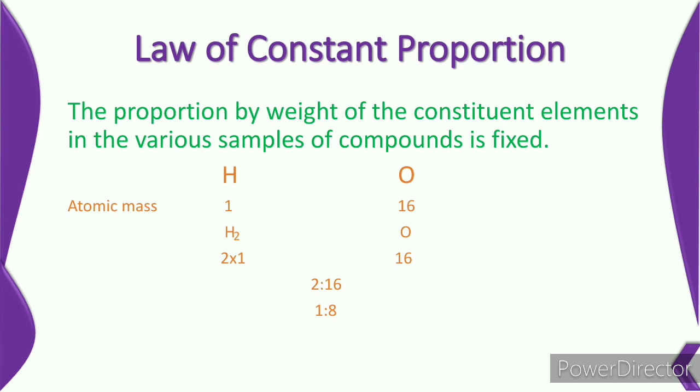oxygen. In case of CO2, atomic mass of carbon is 12 and atomic mass of oxygen we know is 16. 2 oxygen atoms are there, so 16 into 2, that is 32, so 12 is to 32, and that is equal to 3:8 by simplifying. So in this way we can calculate the proportion by atomic mass of the element. Okay, thank you.